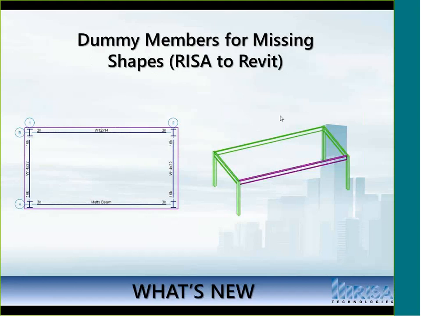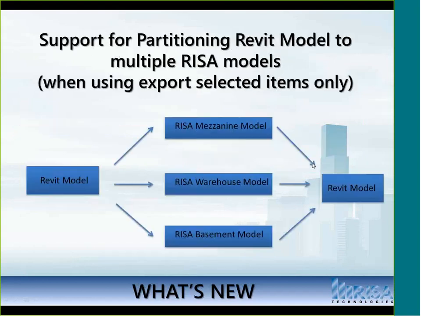And so when you're coming from RISA into Revit, if we can't find the corresponding shape in Revit to your RISA shape, previously we wouldn't bring that over at all. Now we'll actually bring it over, and we color code it as purple in your Revit model so that you know to go in and assign the correct shape properties to that.